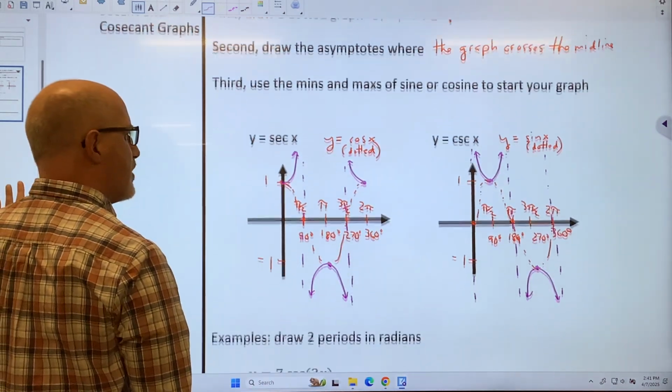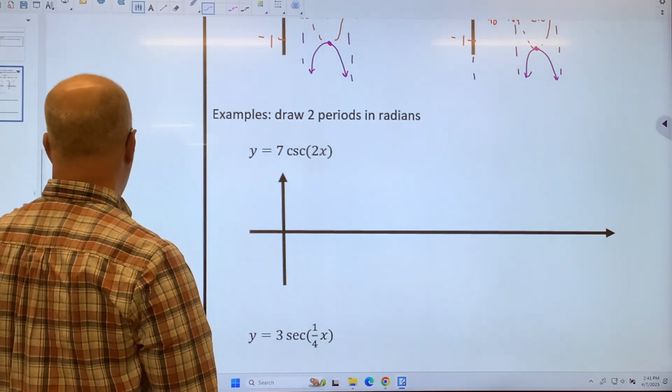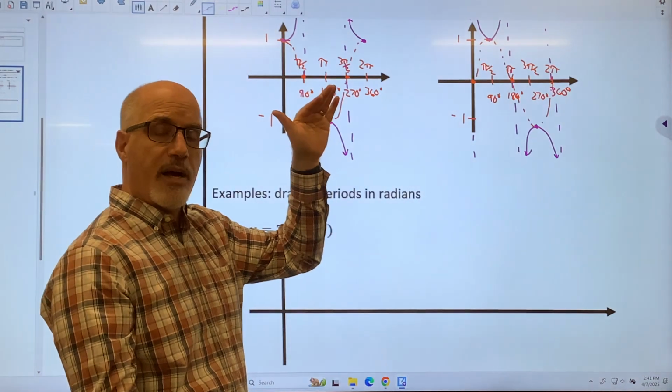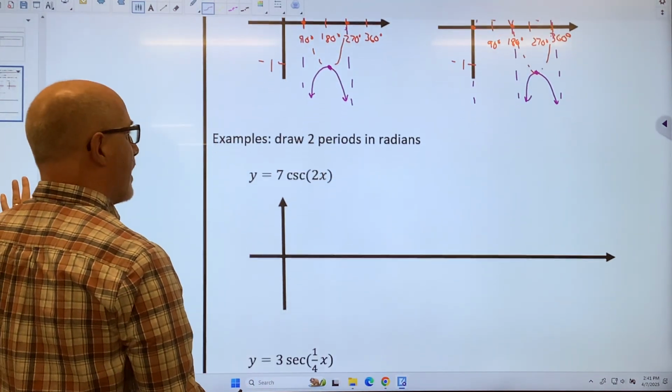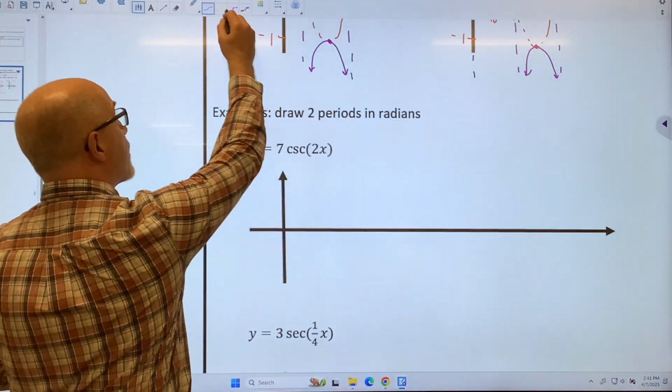Let's go ahead and change on our reciprocal graphs. Let's change the amplitude. Now these graphs, notice, don't have any amplitude because they go off forever, but we want to also on these use the sine and the cosine to influence our graph.